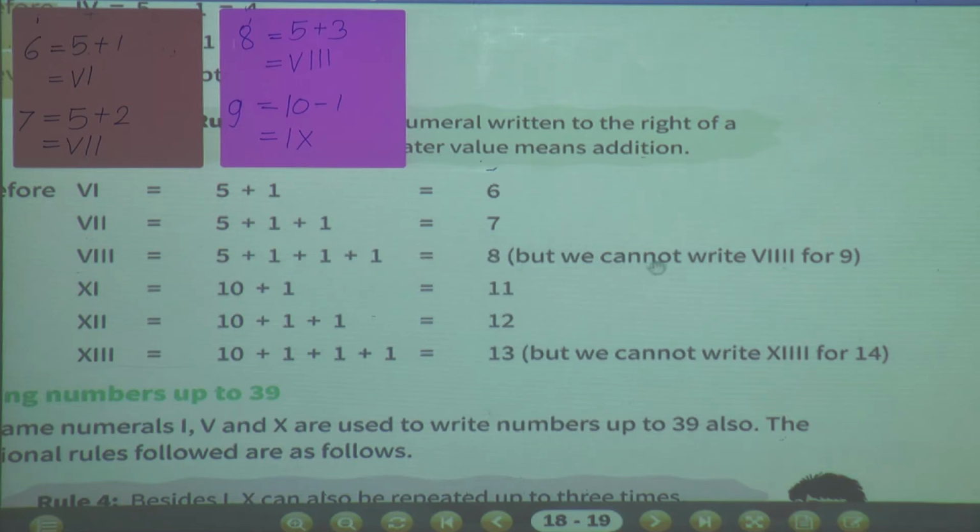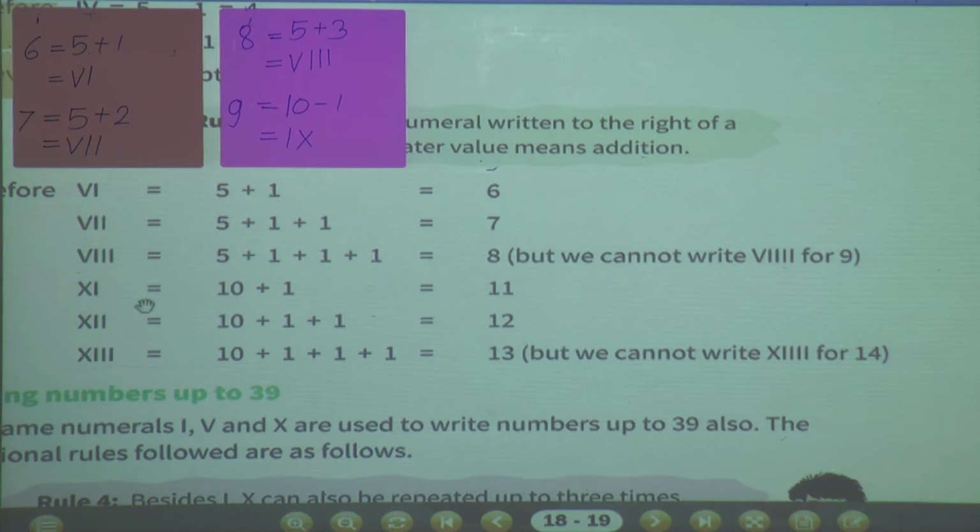But we cannot write V and 4 times I for 9. Then what will you do? I told you how to write 9. What do we have to do? We have to do the subtraction here. Look here. 9 is equal to 10 minus 1 is equal to IX.